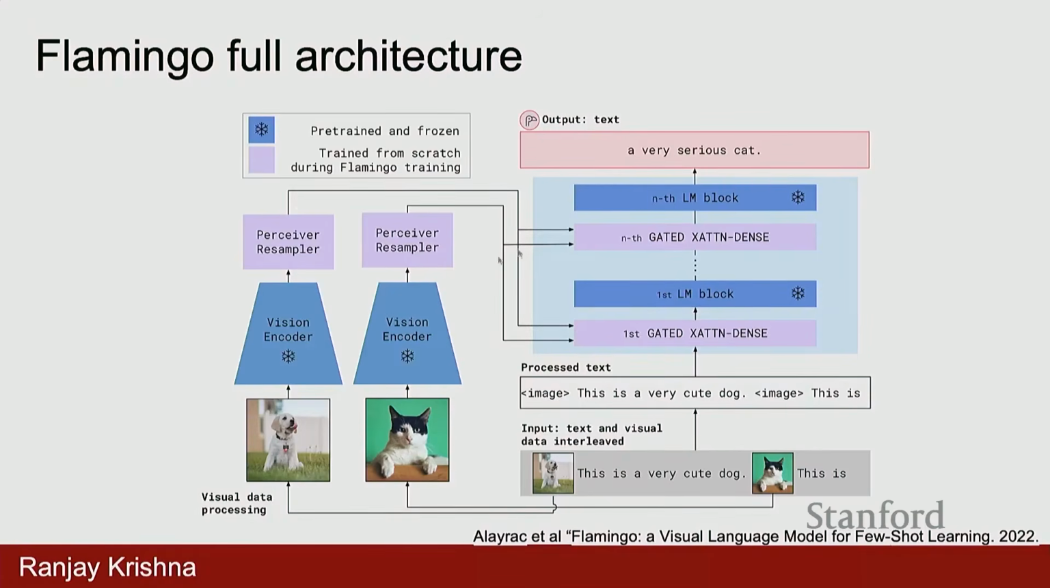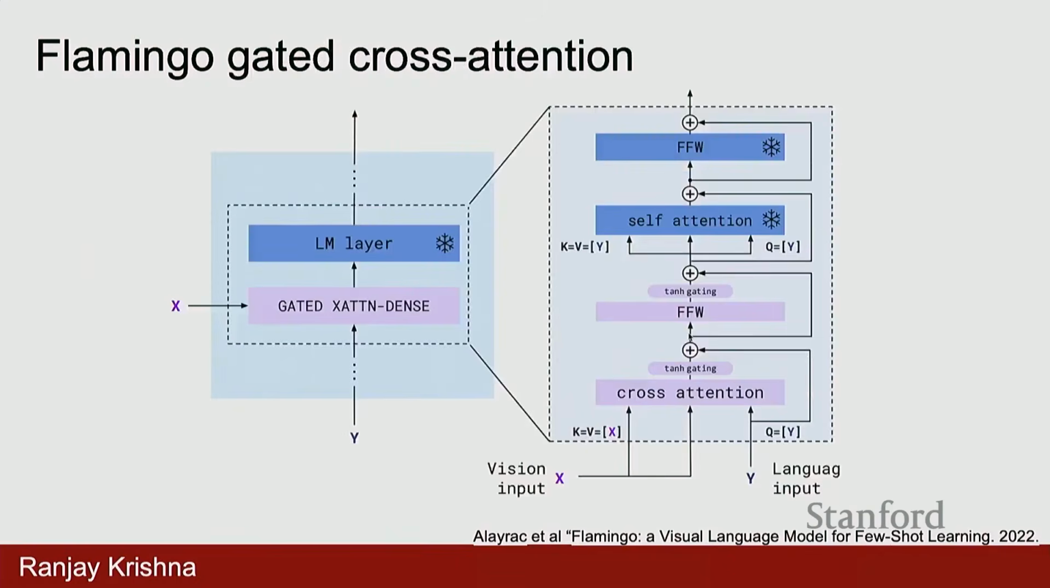So this is the full architecture overall. Most of the components are frozen. All the language model weights are frozen. All the vision model parts are frozen. The only parts that are trained are these perceiver sampler components and this cross-attention layer that's added into every single layer of your LLM. So let's talk about what this cross-attention module looks like. This is me zooming into that cross-attention module.